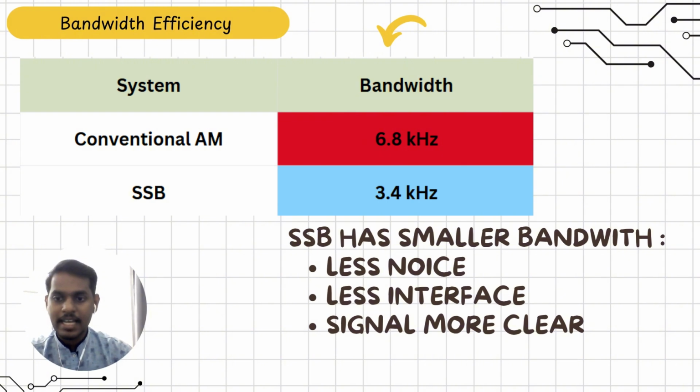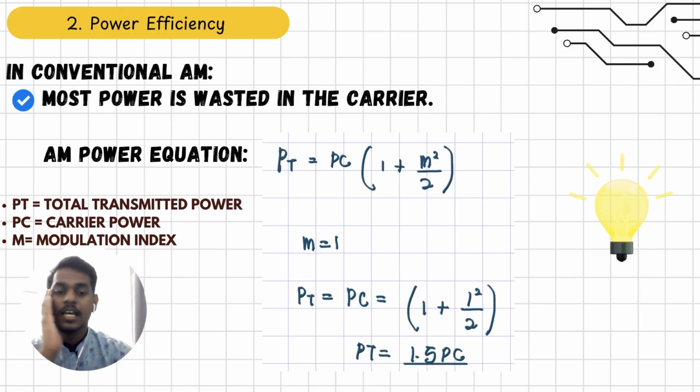So like we said, SSB has smaller bandwidth, less noise, less interference, and the signal becomes clearer. Okay, it's the same slide from just now. So we're going to go for the power efficiency. This power efficiency is the second advantage of SSB. Besides bandwidth, SSB also transmits power more efficiently compared to conventional AM.